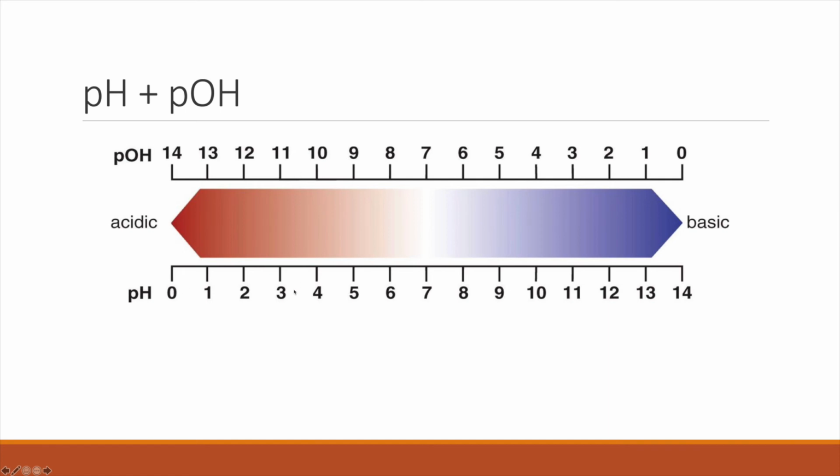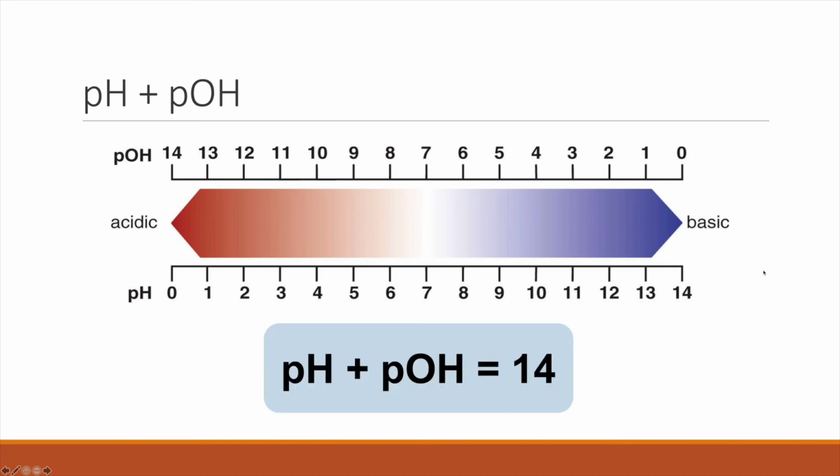11 plus 3 is 14. 9 plus 5 is 14. 7 plus 7 is 14. 6 plus 8 is 14. 2 plus 12 is 14. And it's not just whole numbers that do this. Any point on this scale, pH plus pOH is going to equal 14. So this lets us go between pH and pOH using this equation.